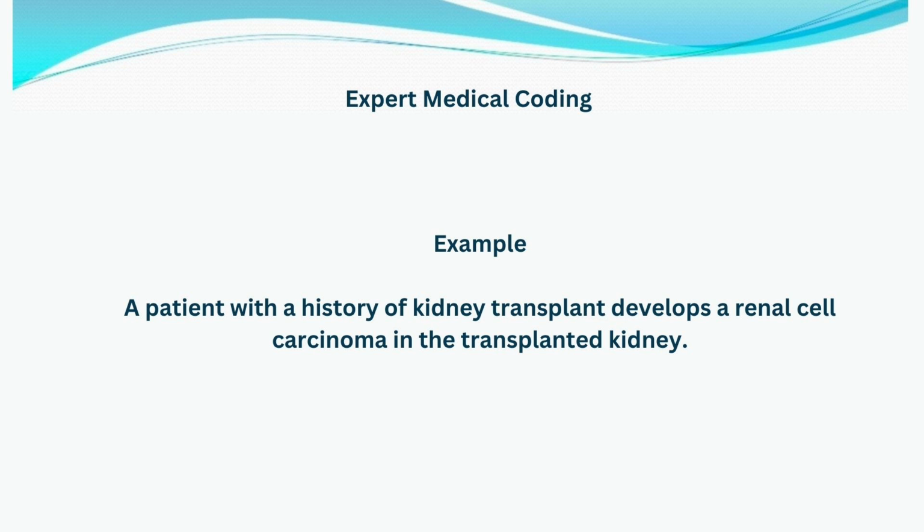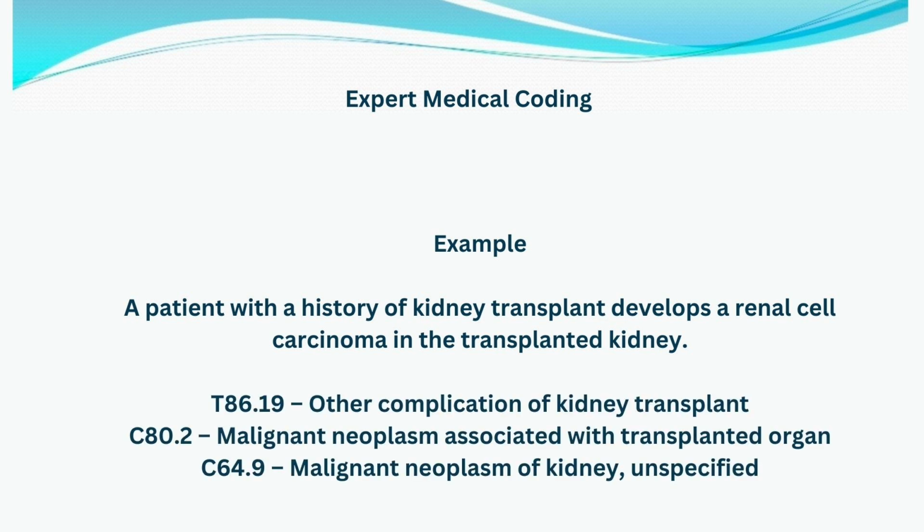Let us see an example here. A patient with a history of kidney transplant develops a renal cell carcinoma in the transplanted kidney. So we have to assign the complication first, T86.19, other complication of kidney transplant code, then C80.2, malignant neoplasm associated with the transplanted organ, then the cancer code C64.9 for malignant neoplasm of kidney, unspecified.